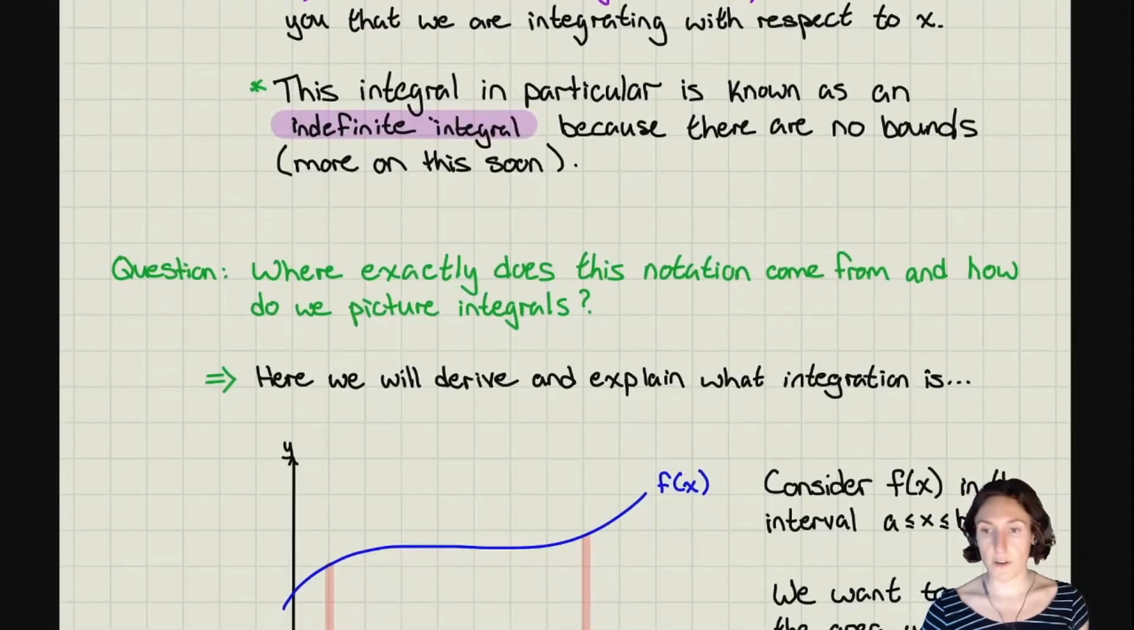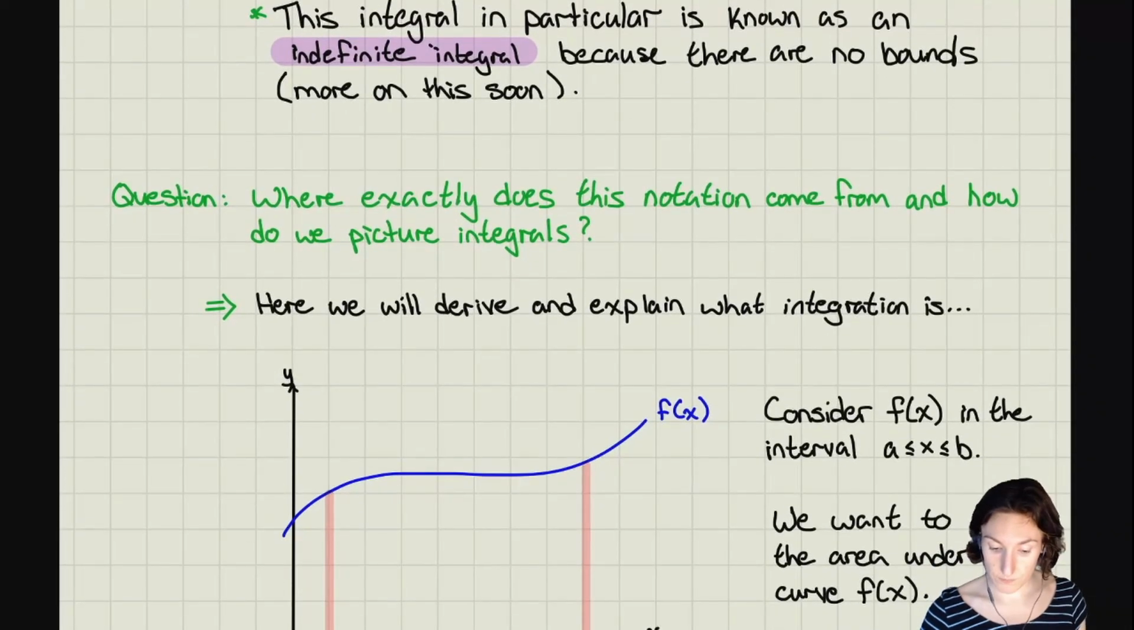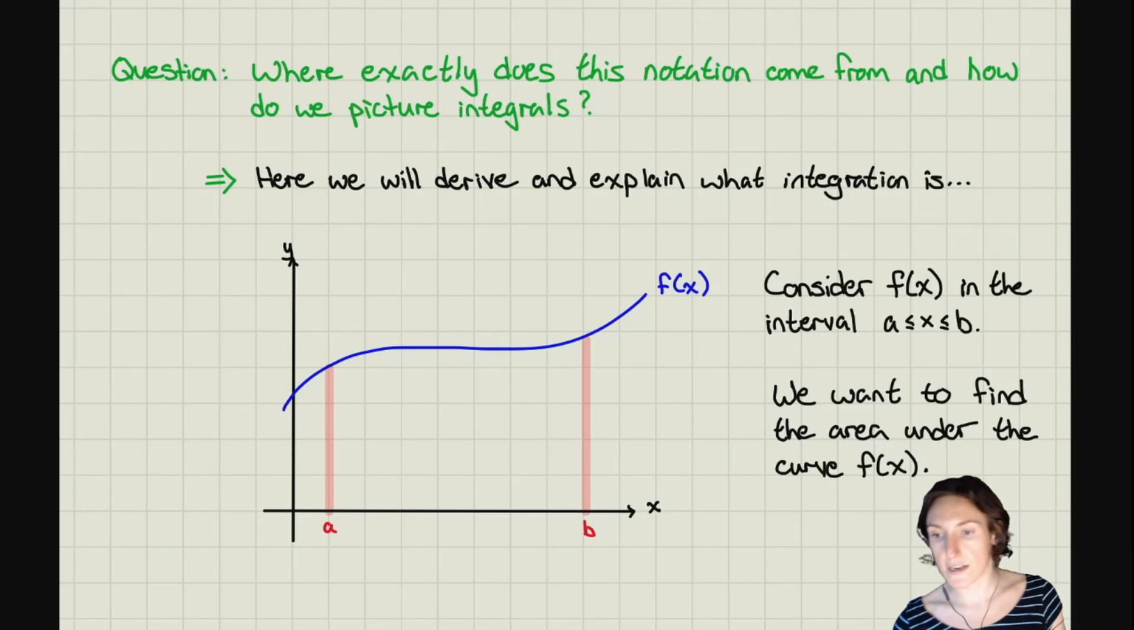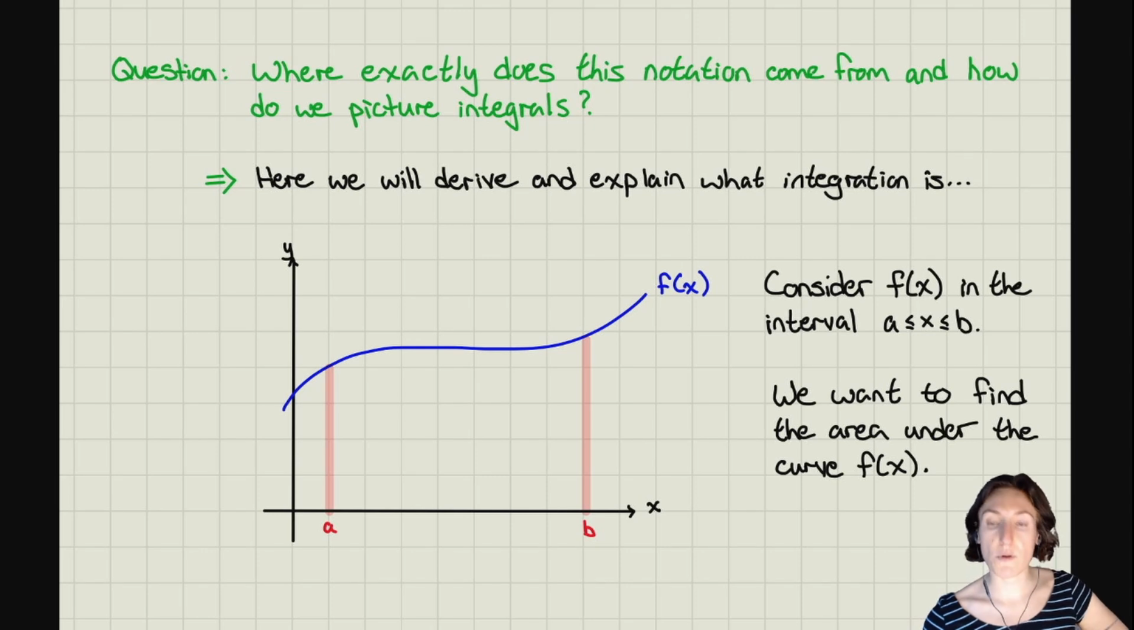Now, this is all very nice. We know how to say it in English. We know how to write it in math. Where exactly does this notation come from? What do integrals mean? If I'm talking about the derivative at a certain point, I'm looking at the slope of a tangent line. But what do we think of, drawing-wise on a graph, when we're talking about an integral? We're going to go through and derive that right now.